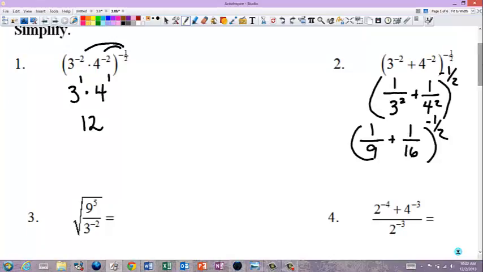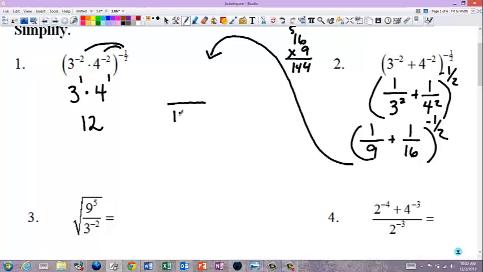So that's the common denominator between 9 and 16. 3 times 3, 4 times 4. I have to multiply them together. What's 9 times 16? 6 times 9 is 54. Carry the 5. 1 times 9 is 9 plus 5, 144. So that's 16, and that's 9 to the negative 1/2.